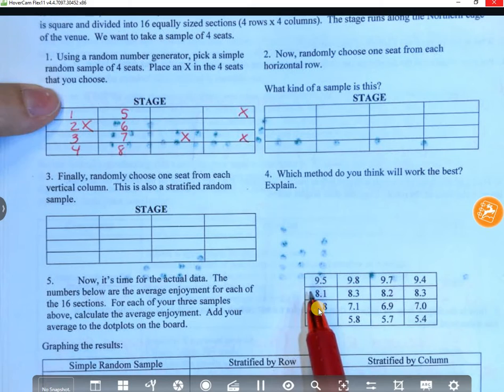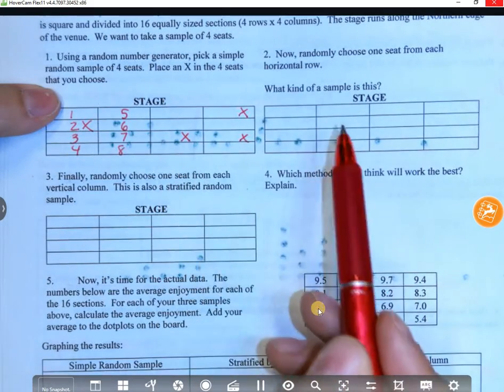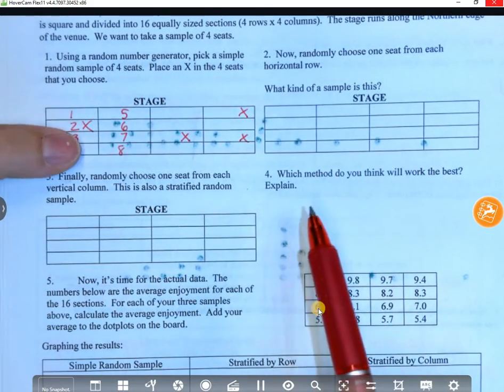Did you all do that? If you did not do that, please take a second to do that. And you were to do that for each 1, 2, 3, and 4.